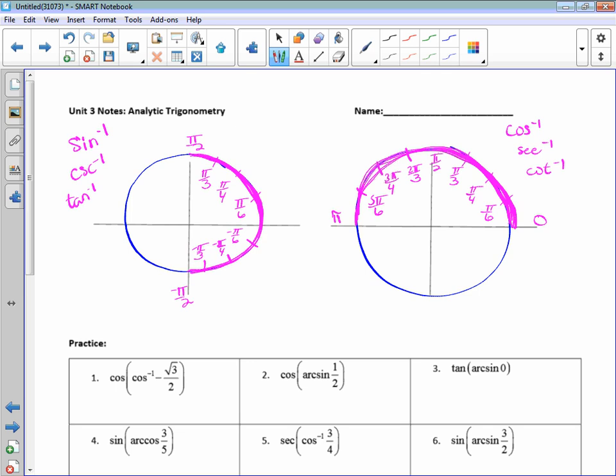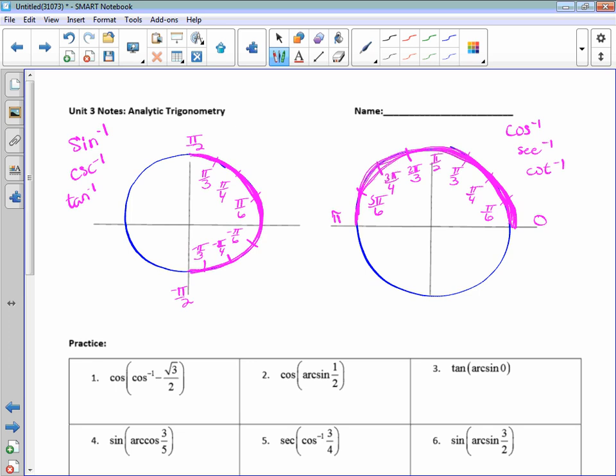When we are evaluating inverses, you will give me an angle as an answer. These are the only options that your answers can be. So if it's an inverse question and you tell me 3 pi over 2, you are definitely wrong. That is not a choice. Okay? These are the only possible answers you can have for doing inverses.